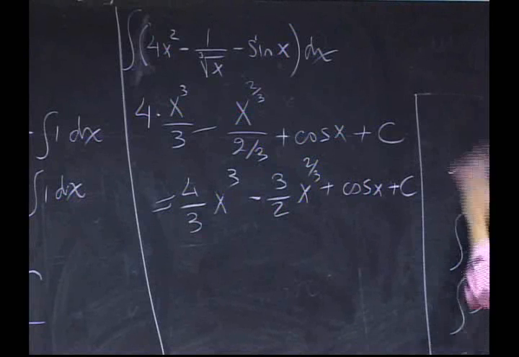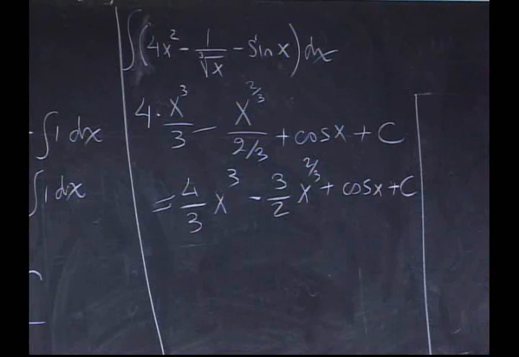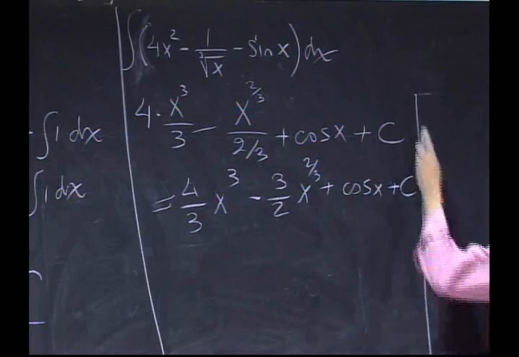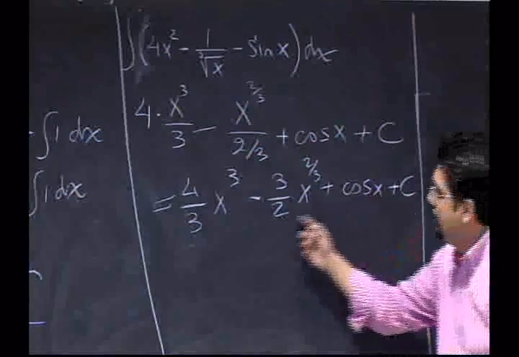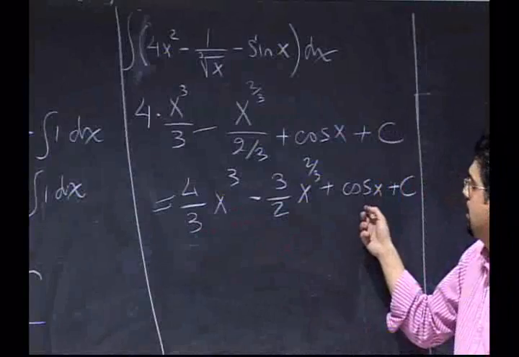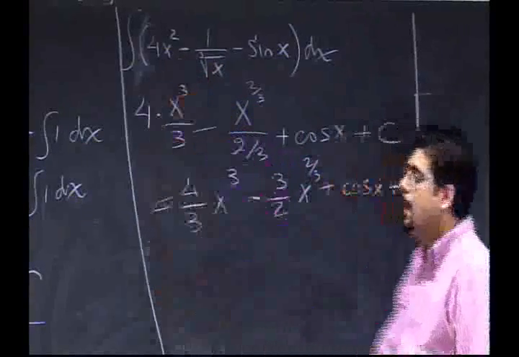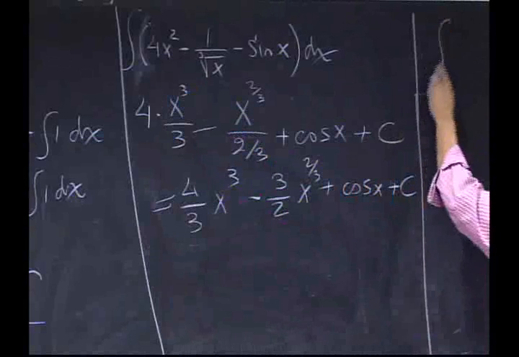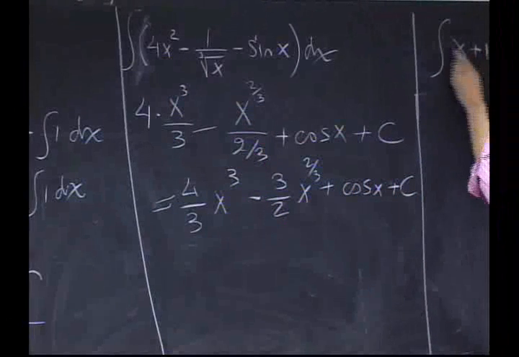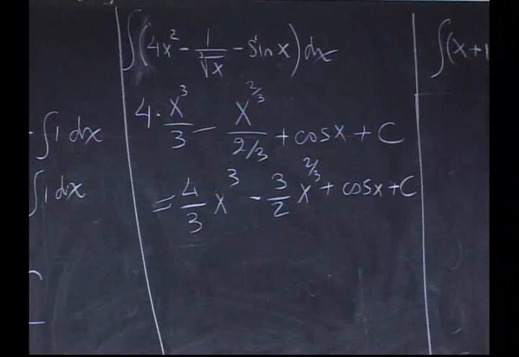So how do you check your work then? How do you check that you have the right answer? You have to take the derivative of this, and the answer should be the integrand, right? All right. So let's take another one. Integral of x plus 1 times x minus 3 dx.